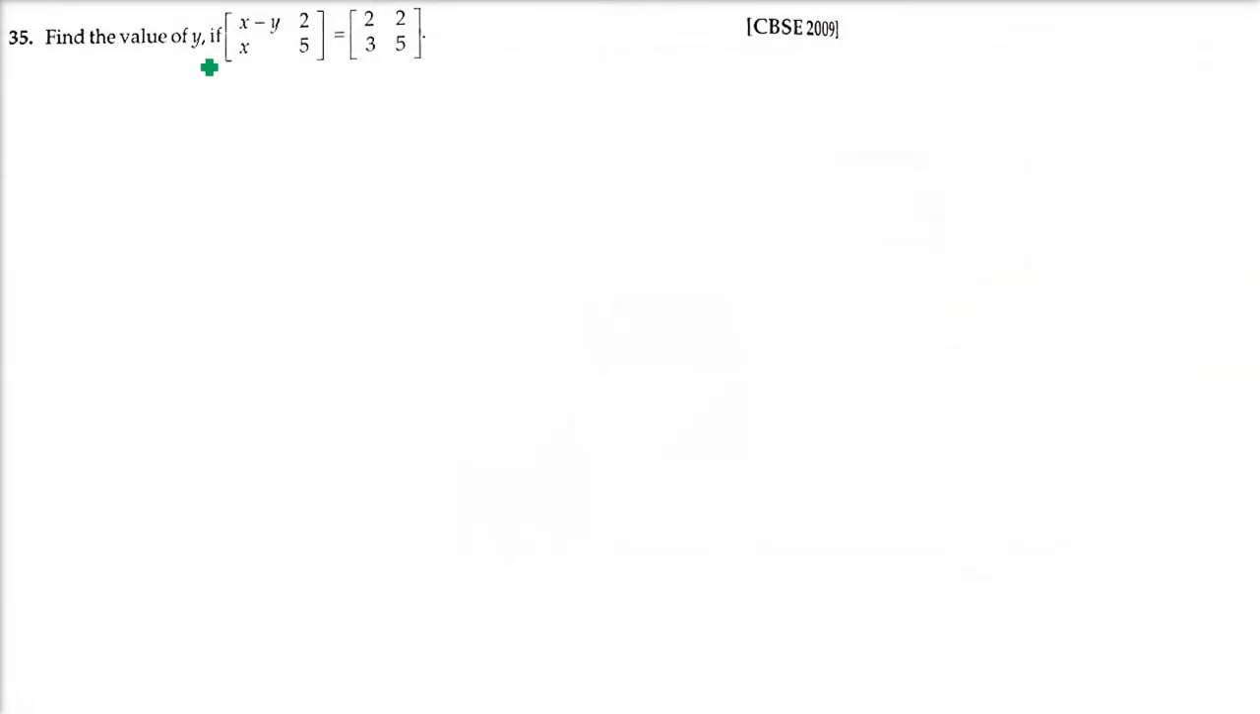Find the value of y if this. So x is already given as 3 here. If you just equate the corresponding elements of the matrix, x is 3 and x minus y is equal to 2. Just put 3 here. 3 minus y equals 2. Y will be equal to 3 minus 2. That is going to be 1. So x is 3, y is 1.